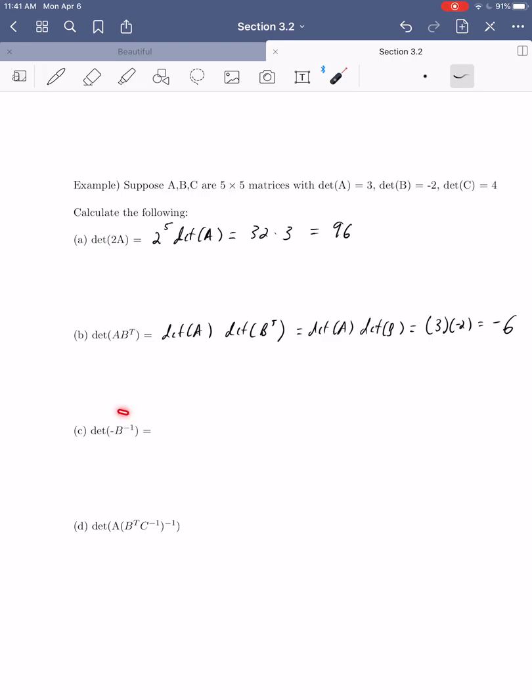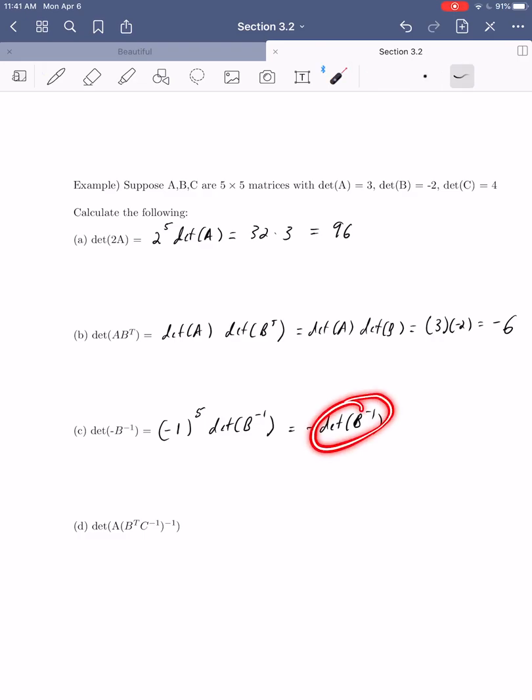Okay, let's try this guy here. We've got determinant negative B inverse. So let's pull that -1 out first. That would be -1, and we'd have that on 5 different rows. So -1 to the 5th, determinant B inverse. Now, of course, -1 to the 5th, we can just simplify that. That's negative determinant B inverse.